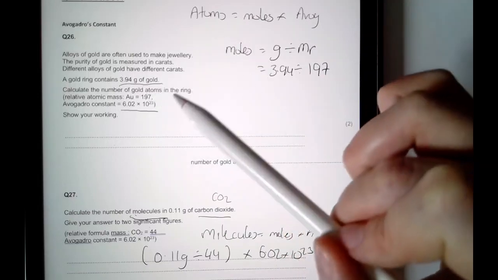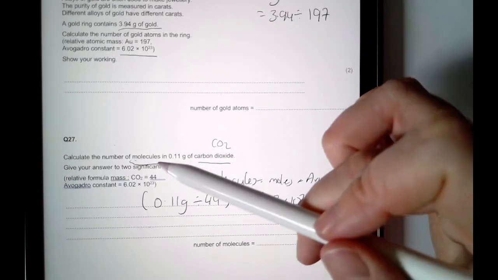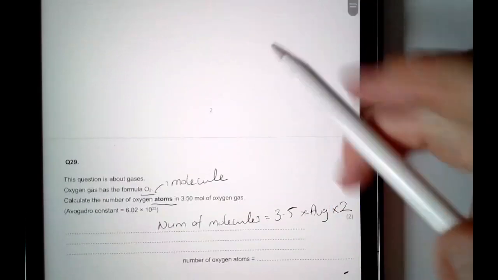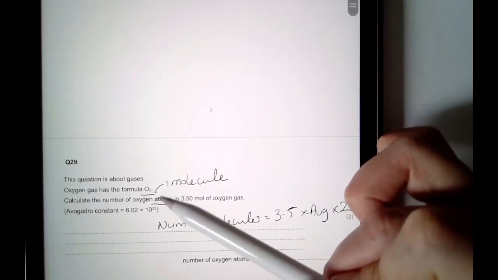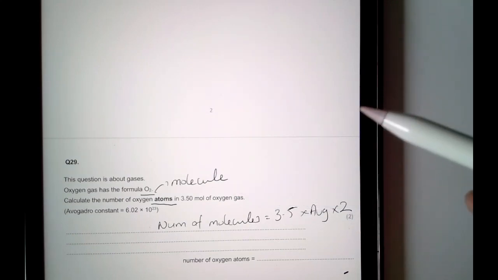If you're given atoms and you're asked for atoms, you're just timesing by Avogadro's constant. If you're given a molecule and you're asked for molecule, you're just timesing by Avogadro's constant. But if you're asked for atoms but you're given a molecule, that's when you're going to have to do 2 calculations. You work out the number of molecules you've got, and then you times by the number of atoms in the individual molecule.